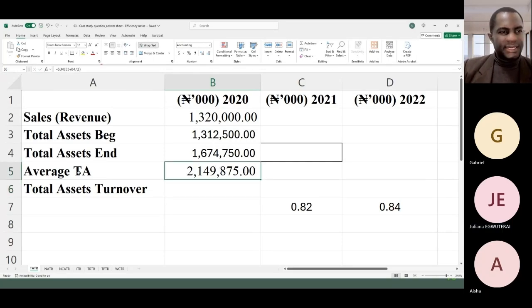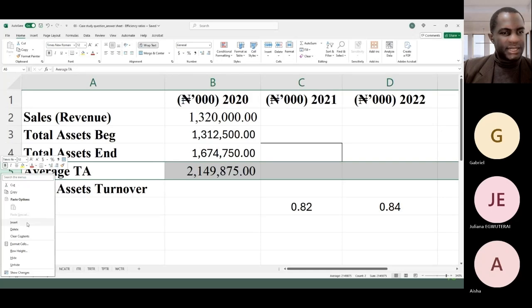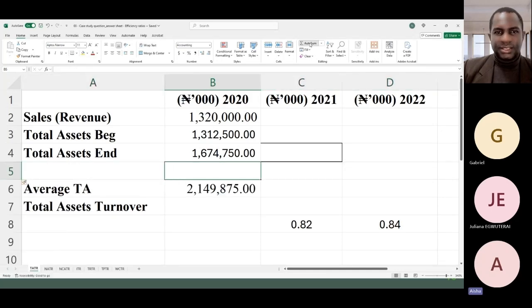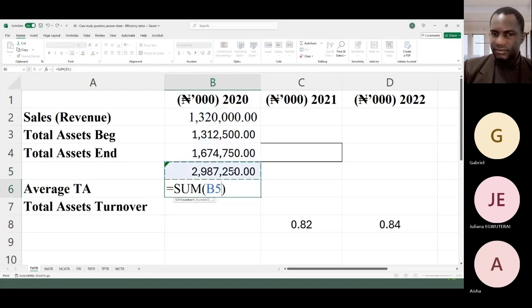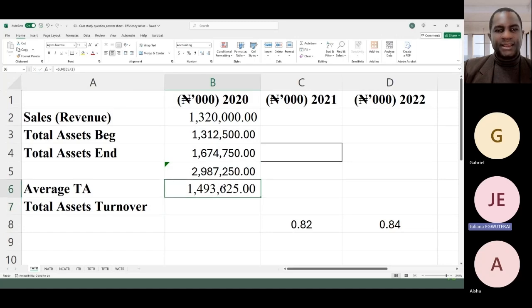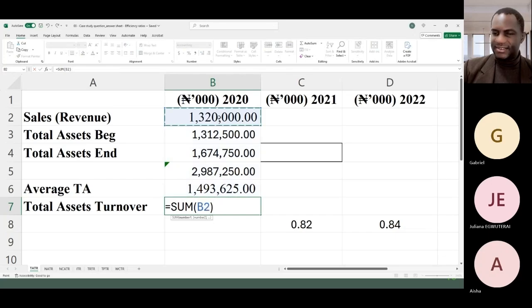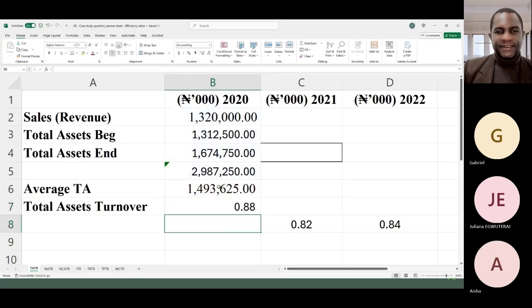All right. So what I'll do is I'll just add another sheet. You didn't divide the answer by 2. Yeah, so I'll have this, then I'll divide the answer by 2. This divided by 2. You didn't divide it by 2. Yeah, so I have a clearer picture now. Yes, this is what I have. So my sales revenue divided by my average. Exactly. So Aisha is correct. So I have 0.88.